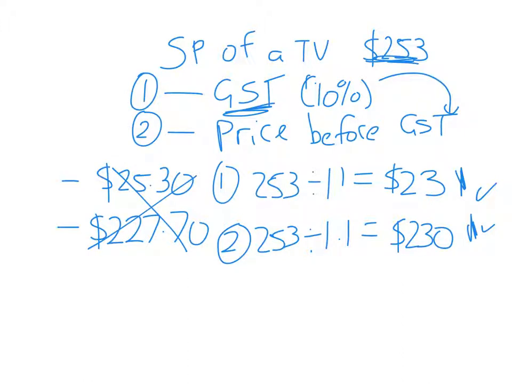Okay, so the GST is 10%, not of the selling price, it's 10% of the price before GST, or in other words, 10% of the amount that the company gets. So if you buy a TV for $253, JB will get $230 of it, and $23 will go to the greedy government.